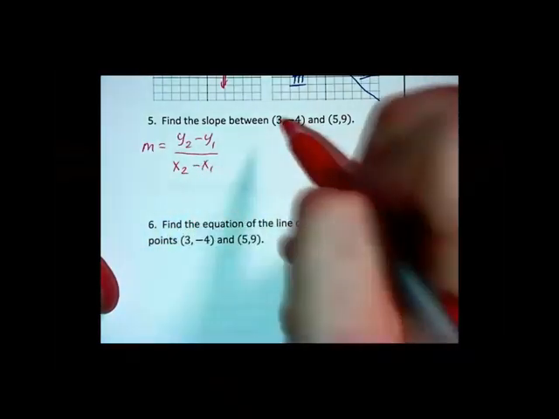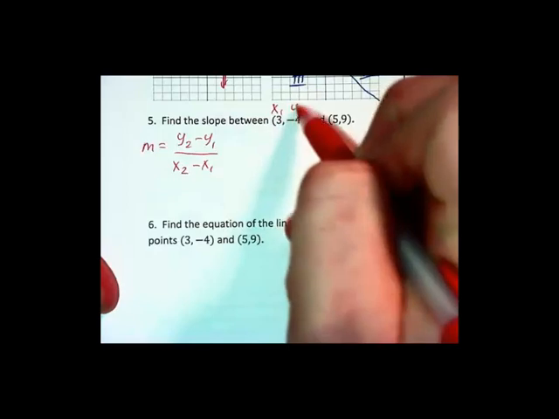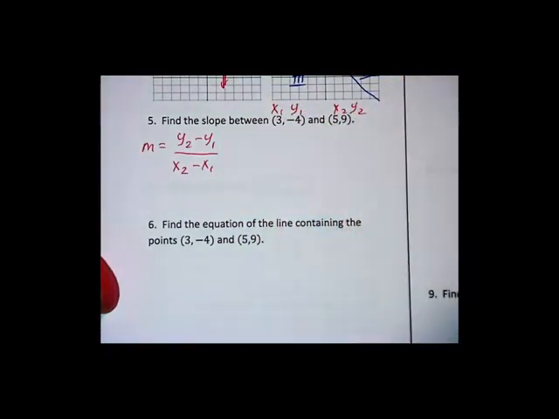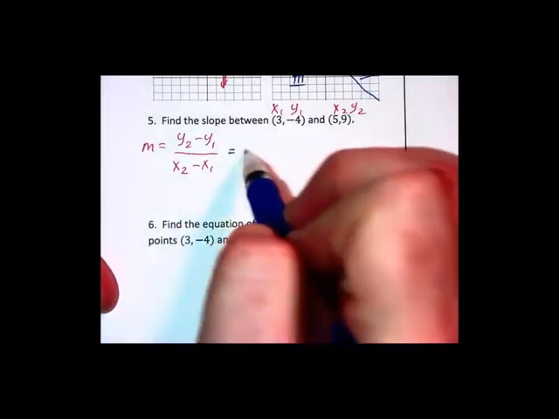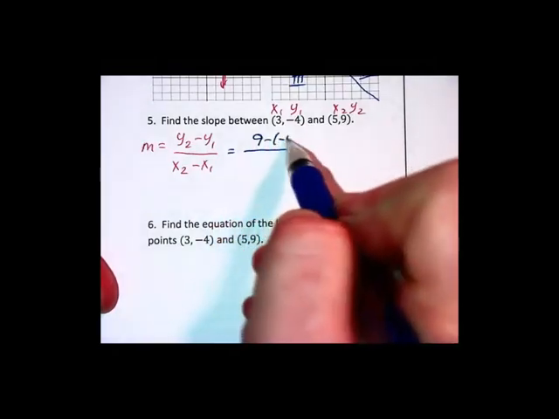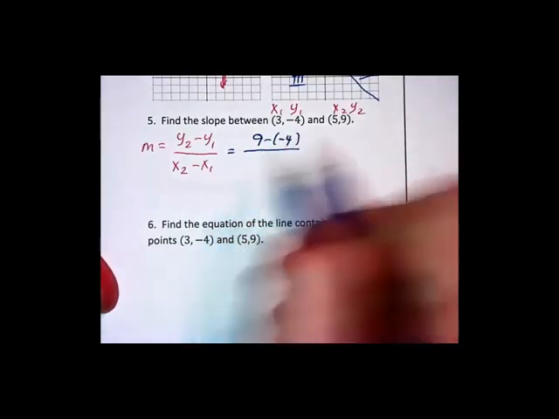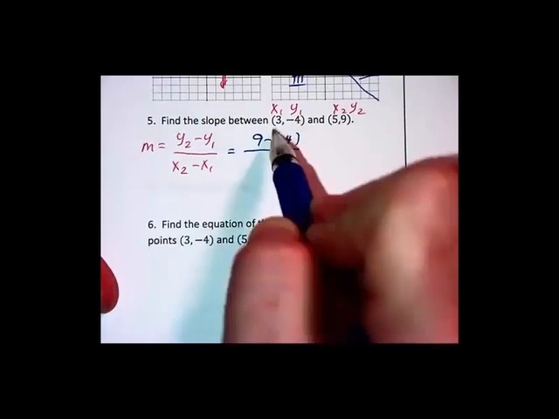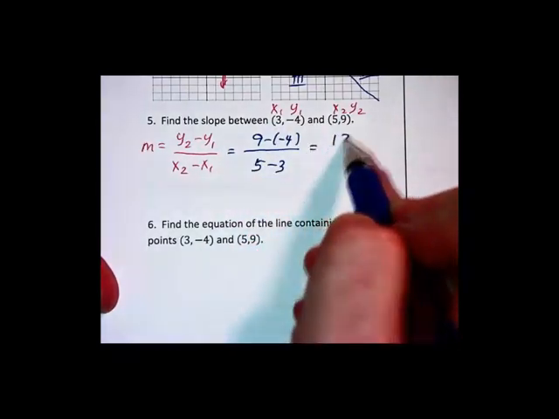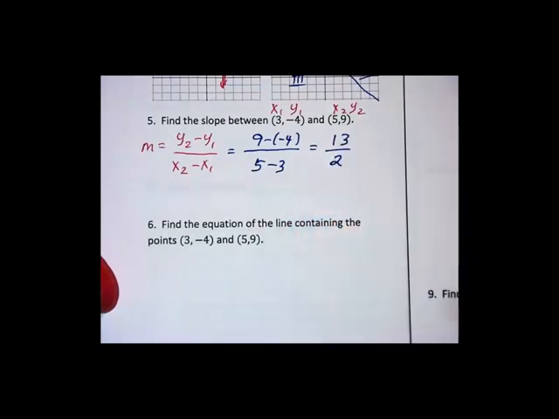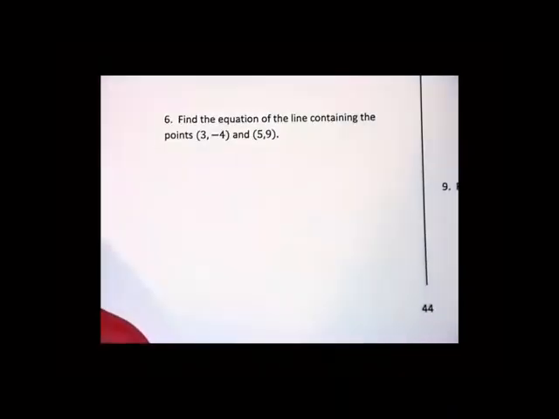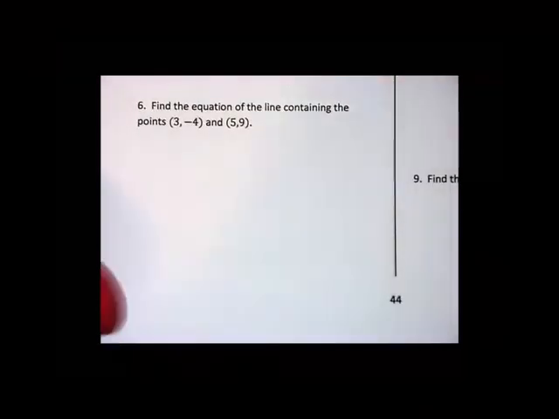And the 2 points that we're given here are x sub 1, y sub 1, x sub 2, y sub 2. And so substituting these numbers in, the y2 minus y1 will be 9 minus -4. And down in the denominator we're going to have second x minus the first x, 5 minus 3. So our slope is going to be 13/2.